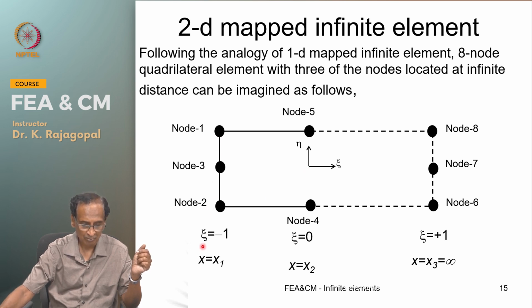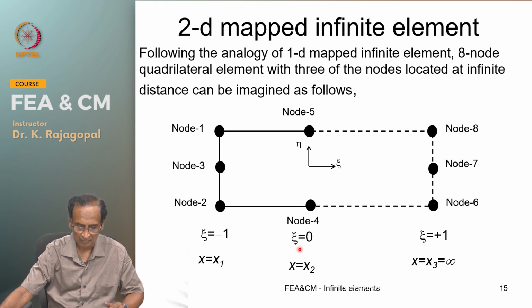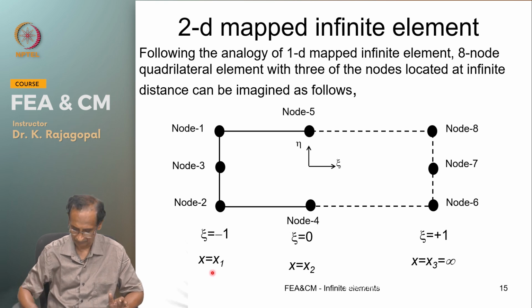Nodes 1, 2, 3 are at xi of -1, and nodes 4 and 5 are at xi of 0, and nodes 6, 7, 8 are at xi of +1. The xi of -1 refers to x1, xi of 0 refers to x2, and usually x2 is taken as 2 times x1.